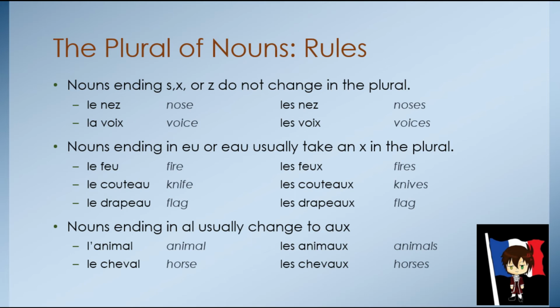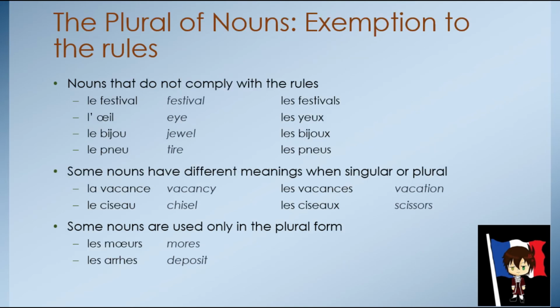Next rule tayo, we have nouns ending in AL usually changed to AUX. So first example, we have l'animal. L'animal. So that will be les animaux. Les animaux. And next one, we have le cheval. Le cheval. And for the plural, it will be les chevaux. Les chevaux. So meron naman tayong mga exemption to the rules.